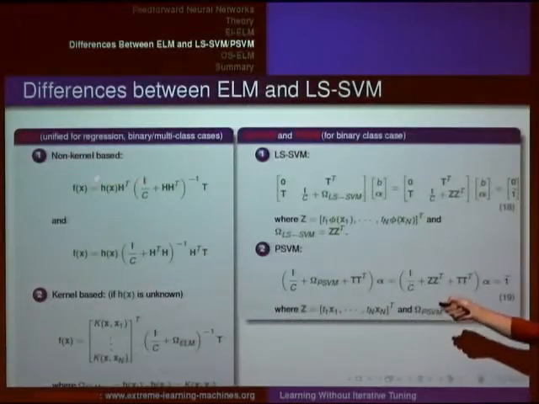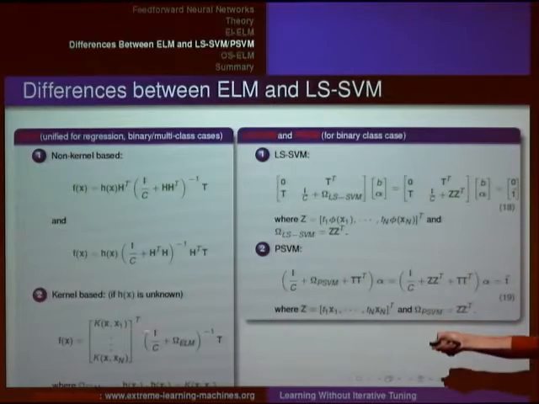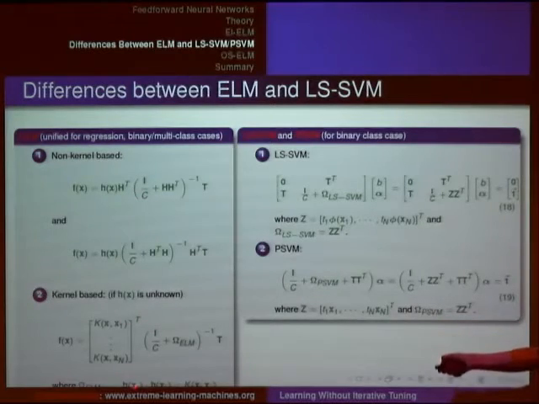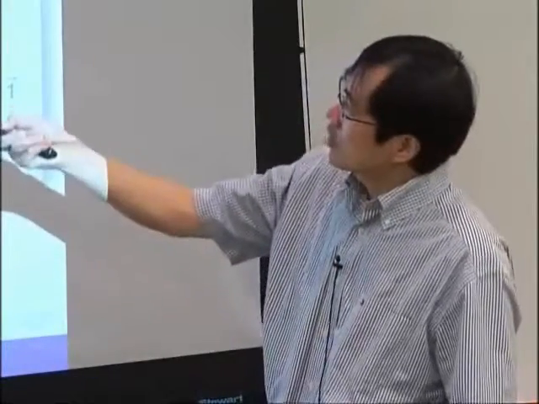Actually, from this first formula, we can get this. Suppose H(xi) times H(xj) equals K(xi, xj). This is the kernel definition, used in SVM and other kernel methods. With this method, you see the same formula for regression, for binary class, and for multiple class. So how about the least square SVM?